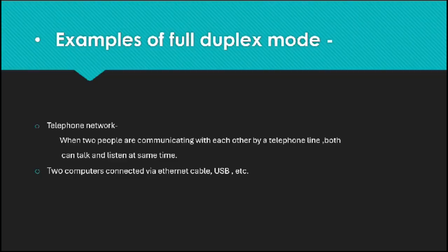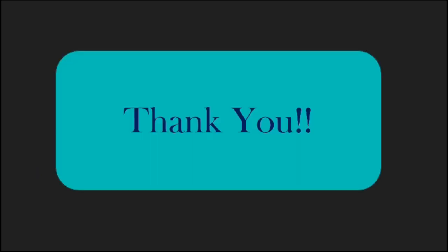Examples of full duplex communication mode. The most common and well-known network is the telephone network. When two people are communicating with each other by telephone line, both can talk and listen at the same time. That is, we experience it every day. Two computers connected via Ethernet cable, USB, etc. This is how all the communication modes work.